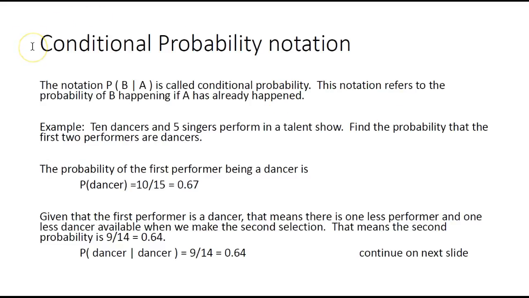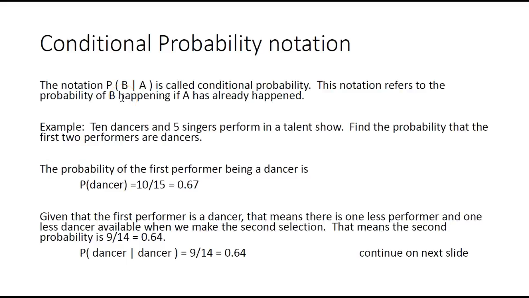Conditional probability is used when events are dependent. The notation probability of B given A measures the single probability of B happening if A has already happened.